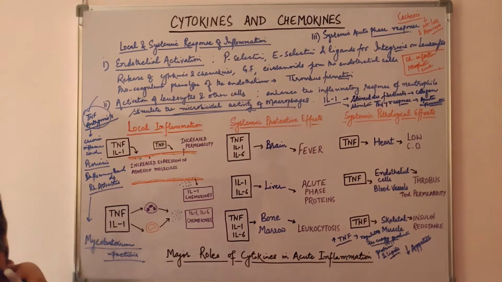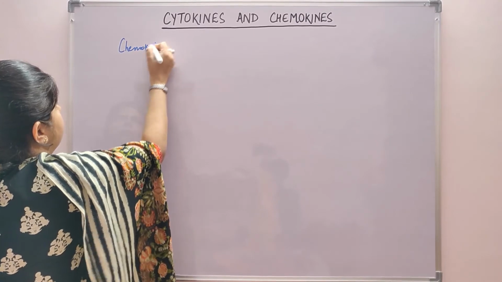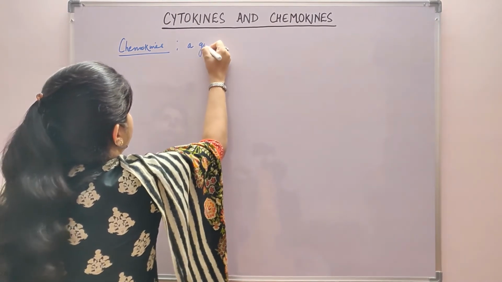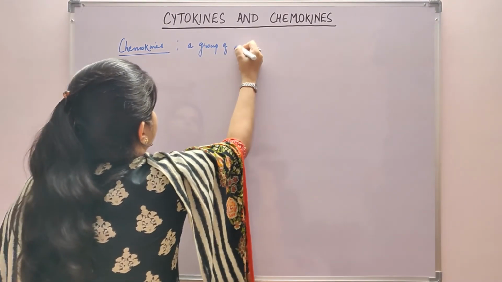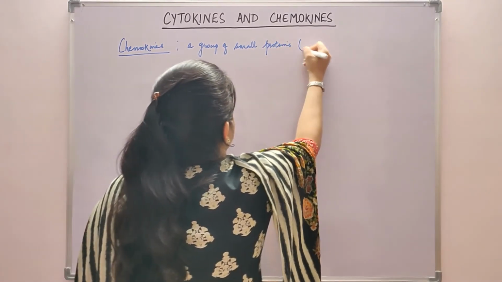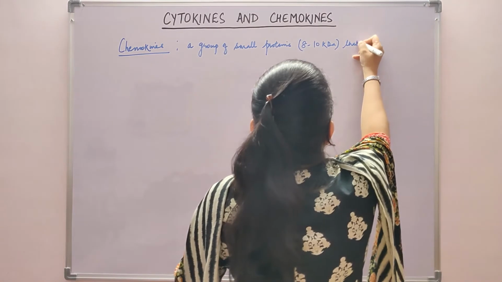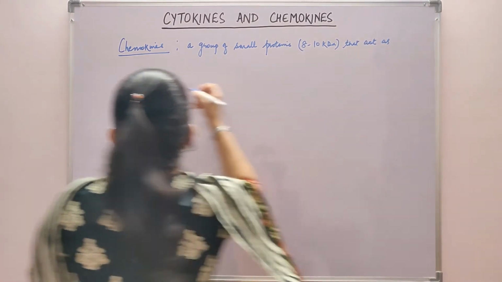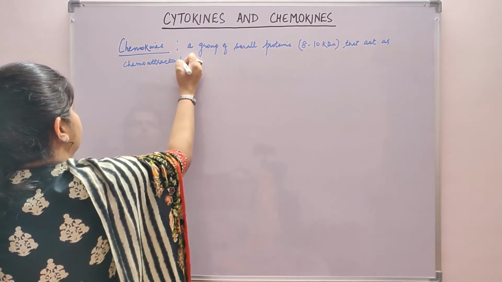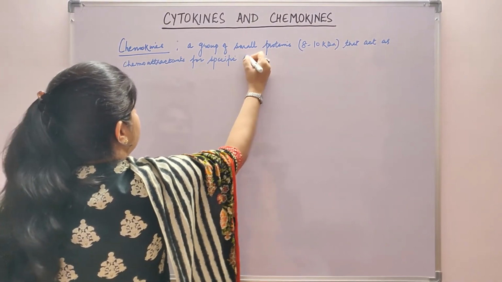So next we study about the chemokines. Chemokines, or chemoattractant cytokines, are a group of small proteins, 8 to 10 kilodalton, that act as chemoattractants for specific leukocytes.